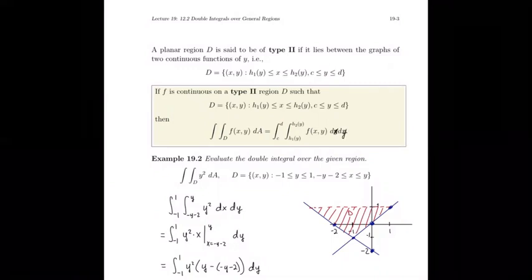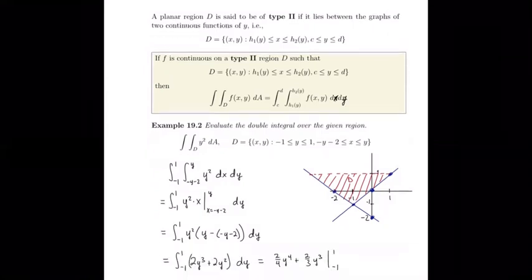is x equals this function h1 of y. That's the way to think about that, up to x equals the function h2 of y. Okay, so we integrate with respect to x first. Then what results will be a function which is in a single variable y. And that's exactly what we want, because we're going to integrate with respect to y and then apply those limits of integration. So let's see this happen in the example below.